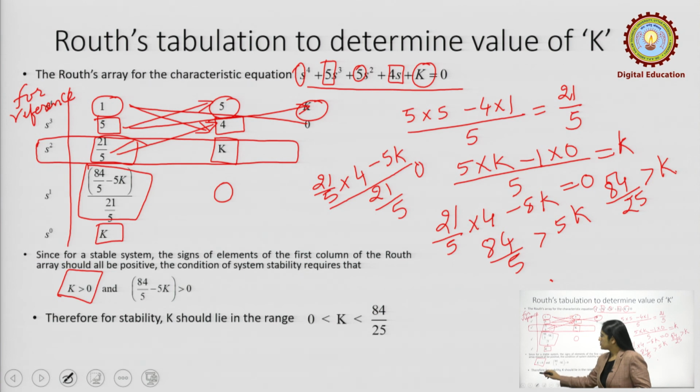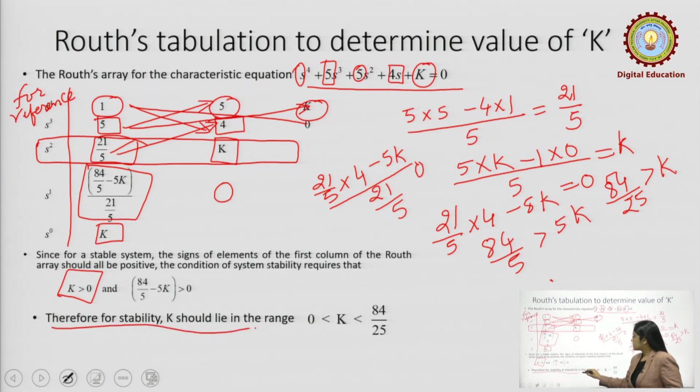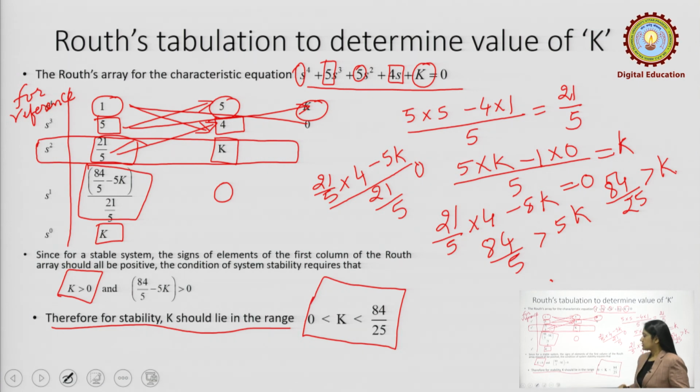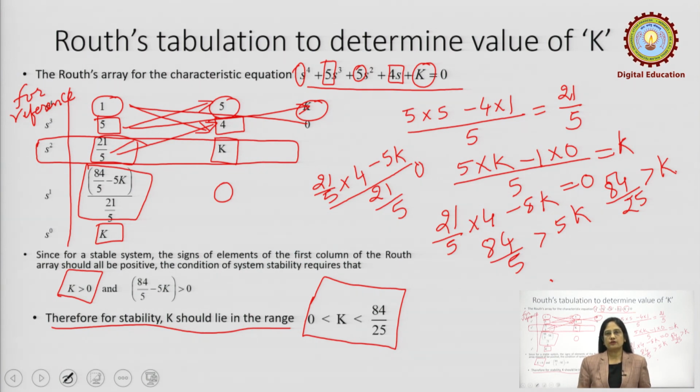Therefore, we come to a conclusion that for stability k should lie in the range between 0 and 84 by 25. This is obtained from the condition that no roots lie on the right half of the S plane, so the first column elements should be positive.